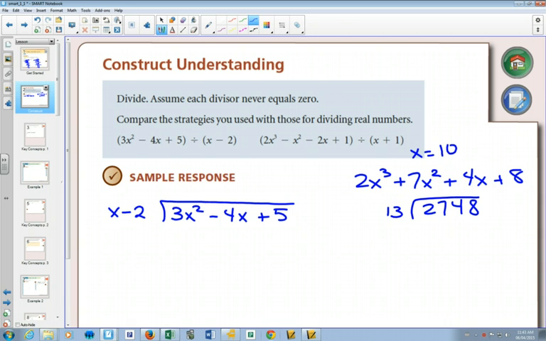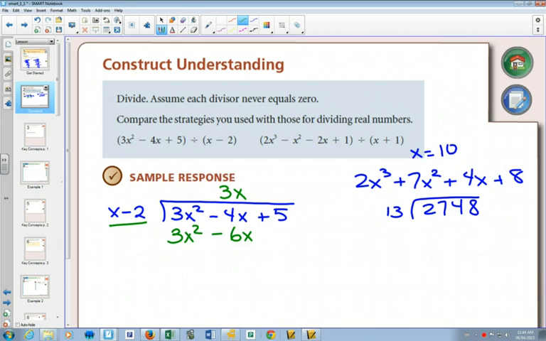We ask ourselves, what would I have to multiply this x minus 2 by to get a 3x squared? Could you see if I multiplied that x minus 2 by a 3x, I would get a 3x squared? So what I do is I write above the x column a 3x. And I multiply that 3x by the x minus 2, and I'll get 3x squared minus 6x, because that's what you would get if you multiplied that 3x times the x minus 2.